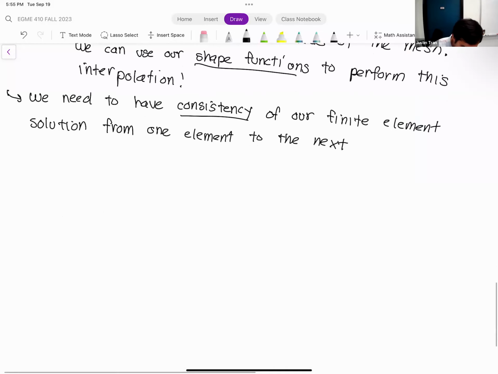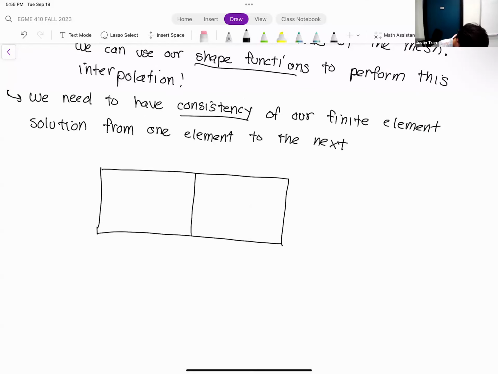Okay. But let me draw two elements here to illustrate that. Just for the sake of labeling, we'll call this element A, and the element on the right, element B. Element A is going to have its own set of shape functions, so we'll call this TA. And element B is going to have its own shape functions as well, so we'll call this TB.